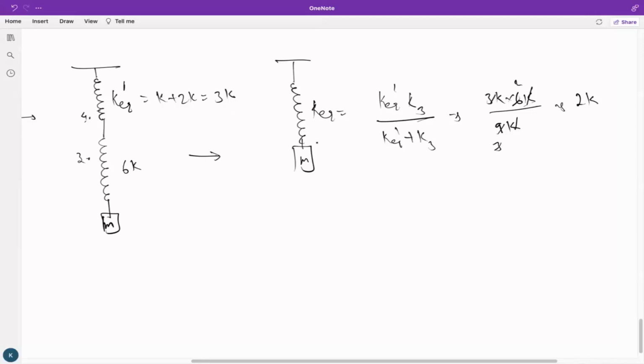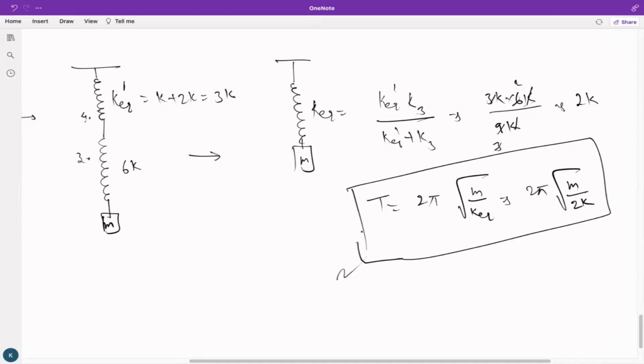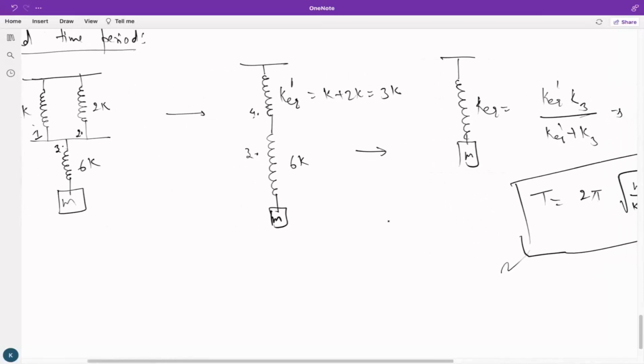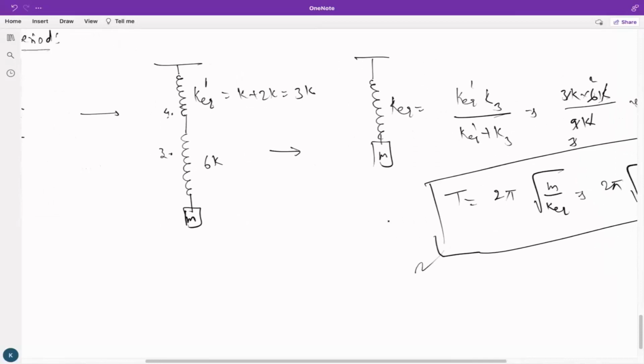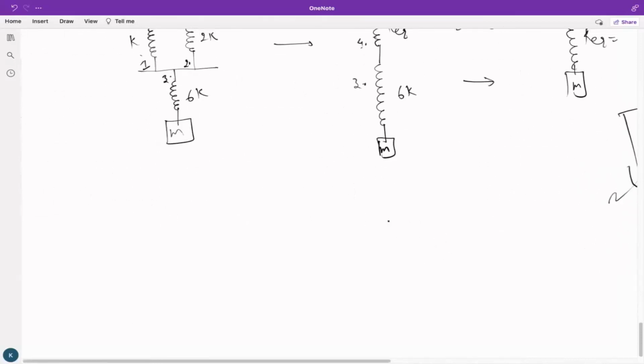So overall the k equivalent value will be 2k, and this is the single spring block system. We all know that the time period is equal to 2 pi root under m by k, but here k is k equivalent. So it will be 2 pi root under m by 2k. Okay, so this is the final answer of this system, 2 pi root under m by 2k, right?